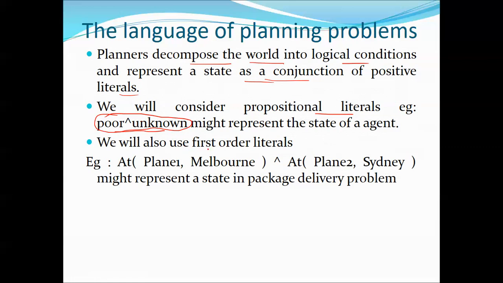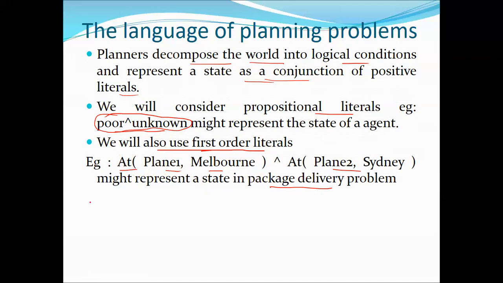You can also use first order literals for representing states. For example, At(Plane1, Melbourne) and At(Plane2, Sydney), which means that plane 1 is at Melbourne and plane 2 is at Sydney. You may use this type of statement in a package delivery problem. This is similar to first order logic, but here you cannot use any variable. You can use only ground terms.